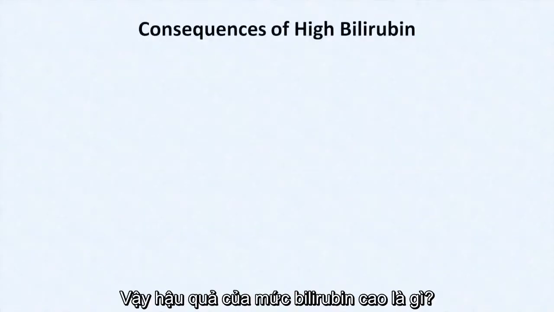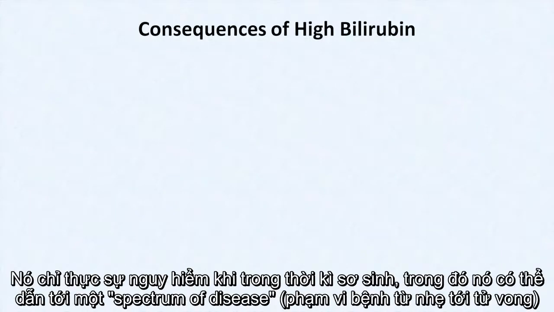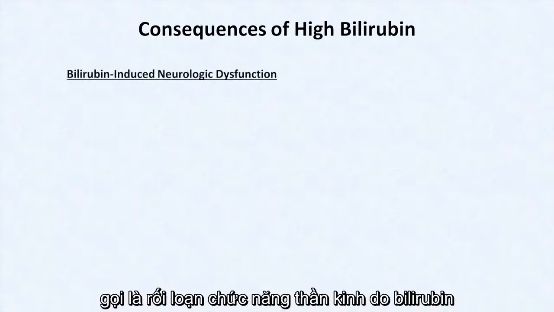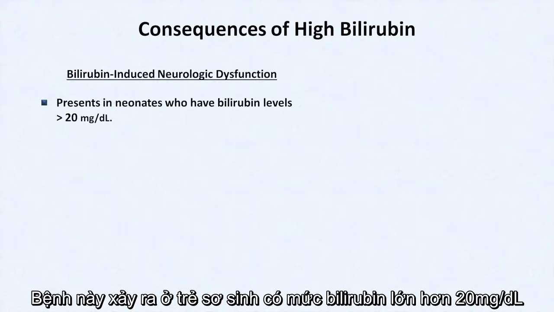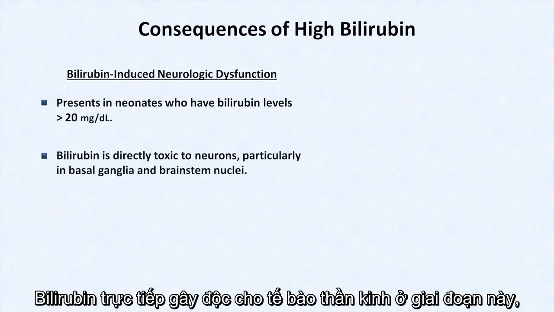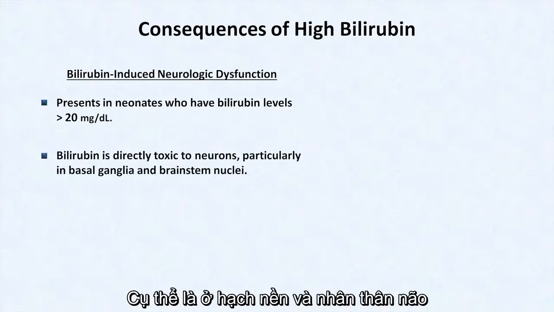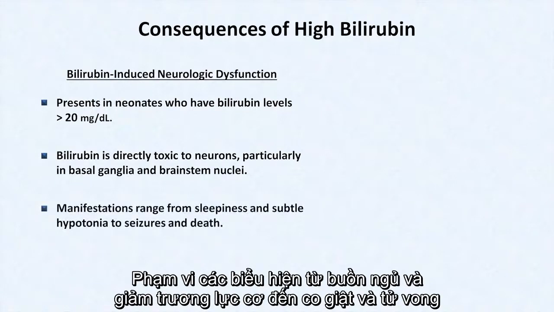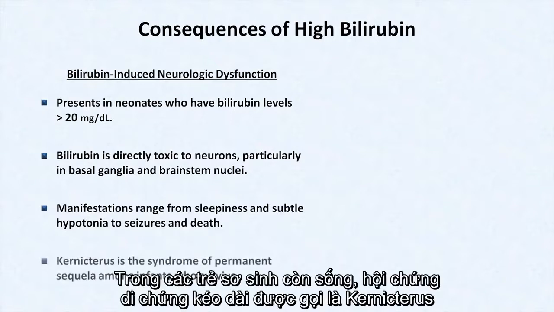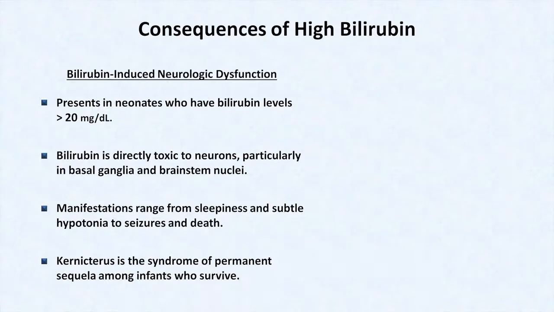What are the consequences of a high bilirubin? It's really only dangerous during infancy, during which it can lead to a spectrum of disease called bilirubin-induced neurologic dysfunction. This occurs in neonates who have bilirubin levels greater than 20 milligrams per deciliter. The bilirubin is directly toxic to the neurons at this age, particularly in the basal ganglia and brainstem nuclei. The manifestations range from sleepiness and subtle hypotonia to seizures and death. Among infants who survive, the syndrome of permanent sequela is called kernicterus.